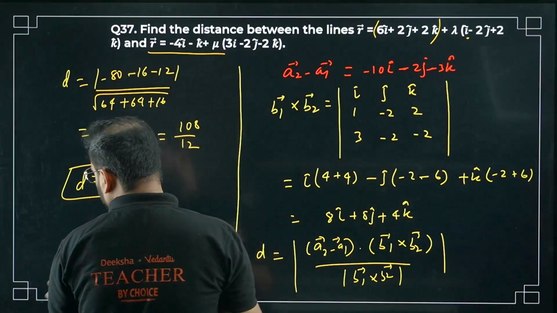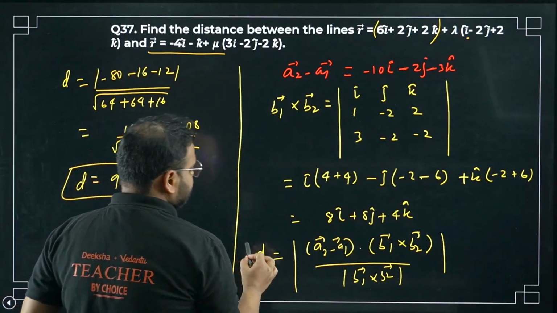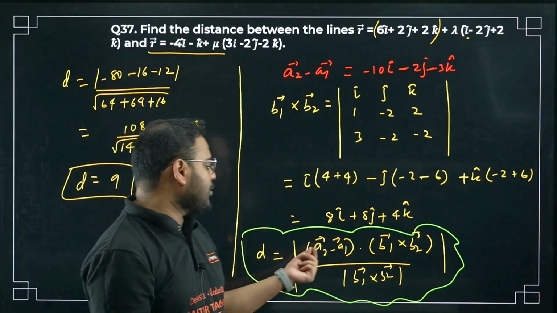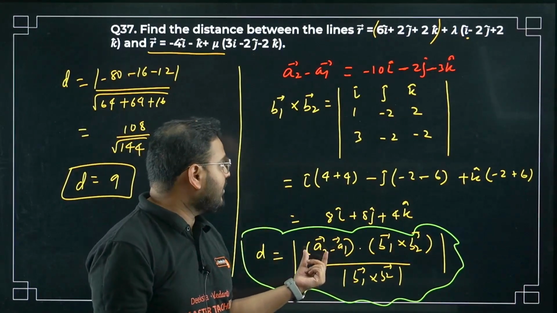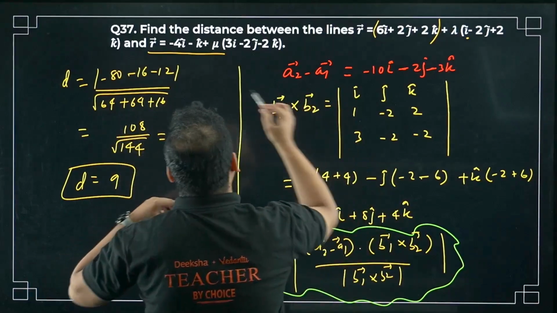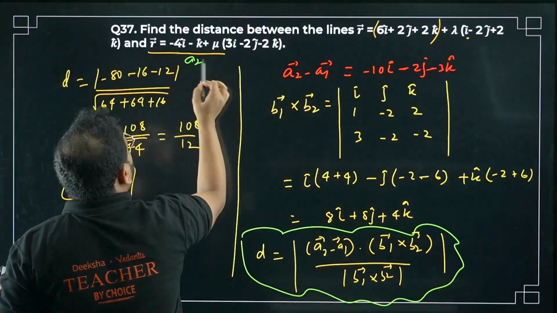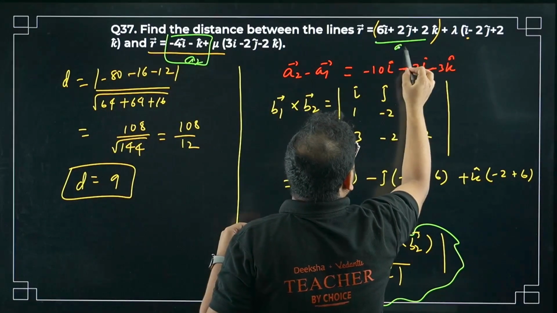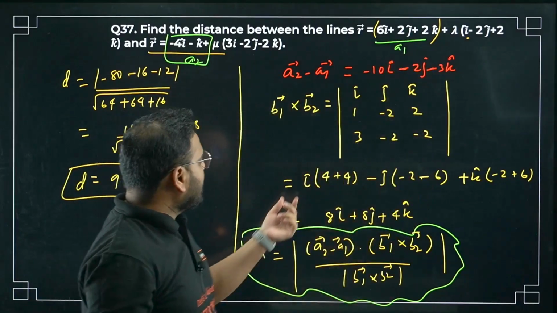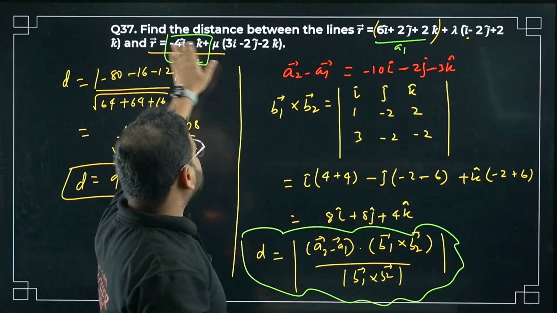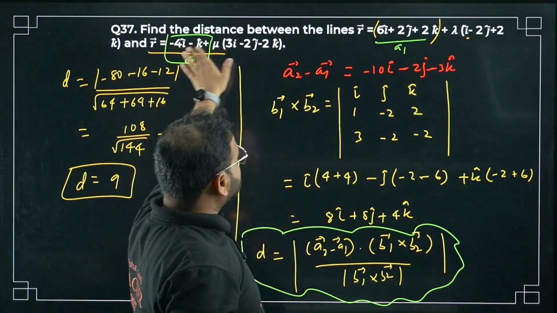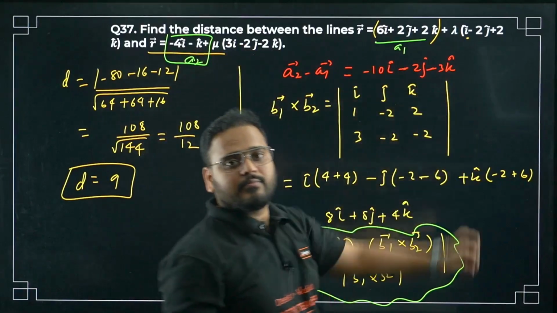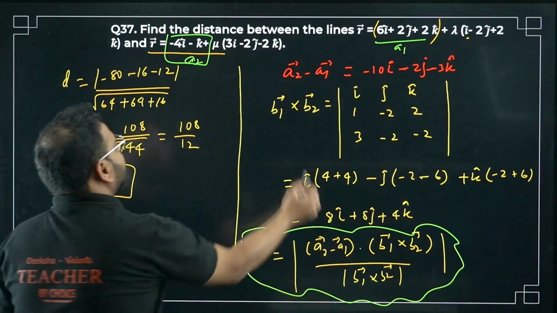This is the formula. The formula I have written over here. Please check. This is the formula, right? D equals a2 minus a1, the difference of the two vectors. This is your a2, this part, and this is your a1. Subtract this, you're going to get minus 10 i cap, minus 4 minus 6 is minus 10. There is no j over here, so simply minus 2j, and here minus k and minus 2k becomes minus 3k. This is clear. Okay, what is next? b1 cross b2.